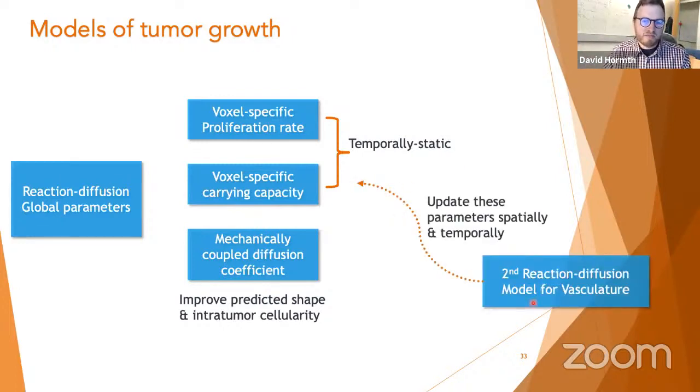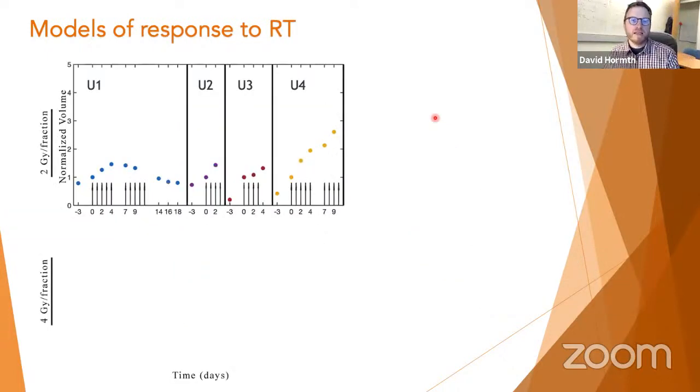So one way we went to try to fix this was incorporating tumor vasculature. By incorporating the vasculature term, we can add another equation that can influence this carrying capacity or the proliferation rate. And we may now be able to predict these areas of necrosis in the tumor. So we now have the model of tumor growth.